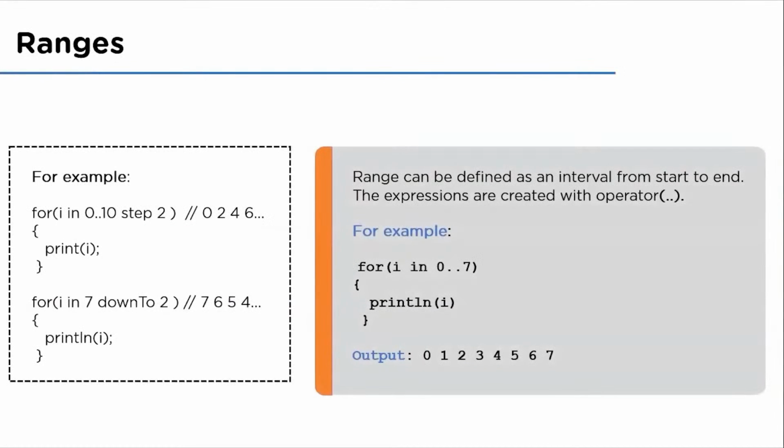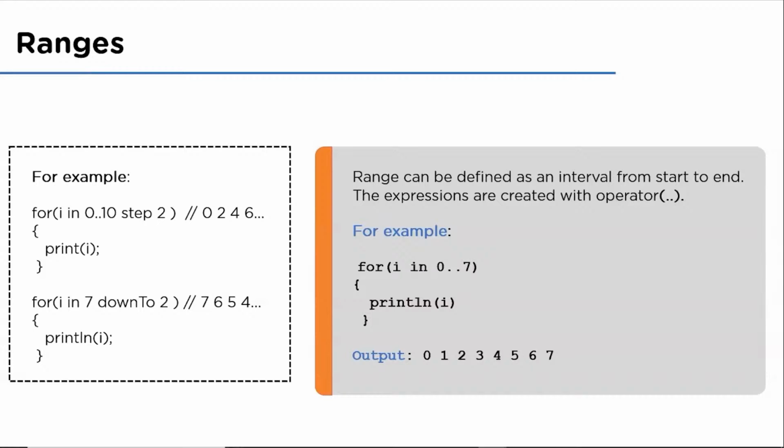Now, moving on to the next topic, which is ranges. Ranges can be defined as an interval from start to end. Expressions are created with the double dot operator and an in operator. Here in the example, 0 is the starting point and 7 is the ending point. In between them, there is the double dot operator, which means that the loop will iterate from 0 to 7.